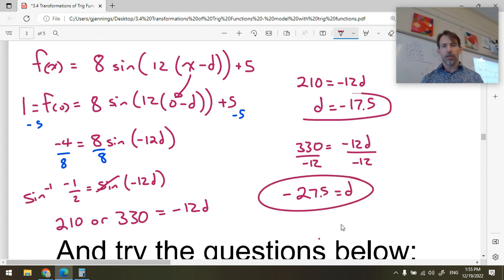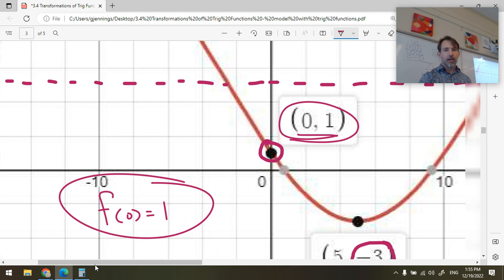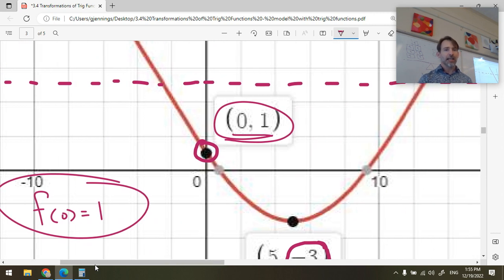Now, circle them both. But now we're going to use a bit of logic to figure out which one must be correct. When it goes past the y-axis, what's its behavior? Rising or falling? It's falling. So one of them will give me that point, either 330 or 210.